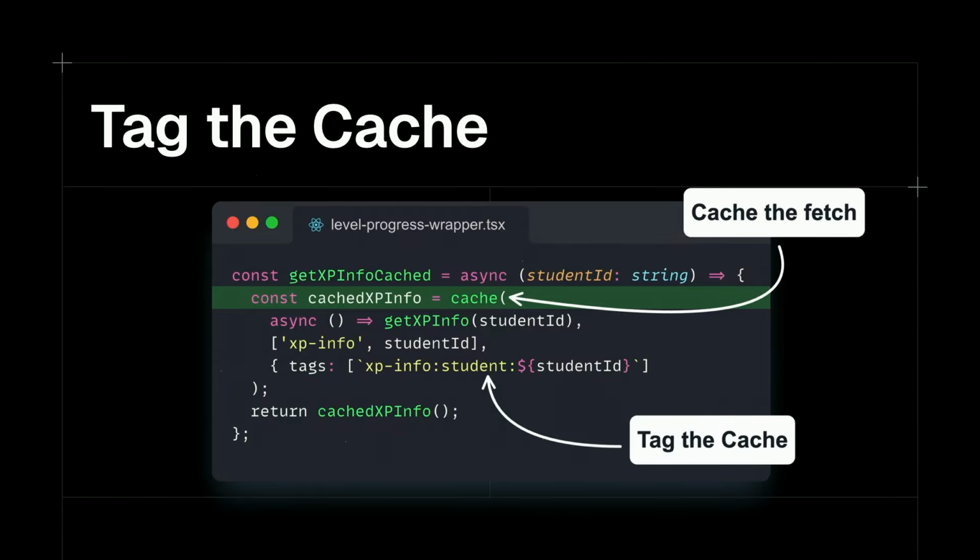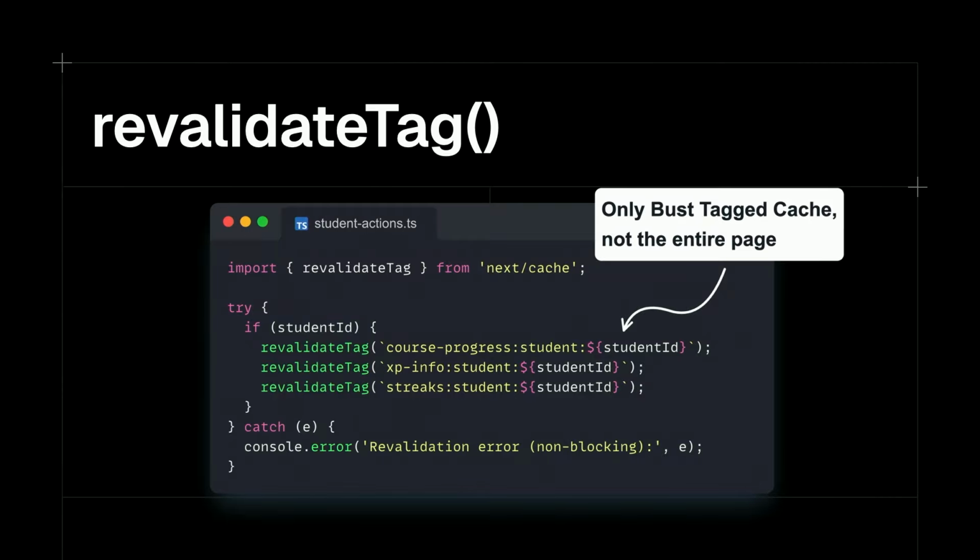I tag the cache. So as you can see, I'm caching the fetch. This is just getting the experience points, and I'm tagging the cache right there with the tags array. And then I'm using the revalidateTag function, and this is the code inside the button, mark as complete lesson. This is the part of the code where I'm busting only the tagged cache, not the entire page. And this precision caching really beats global invalidation every single time.